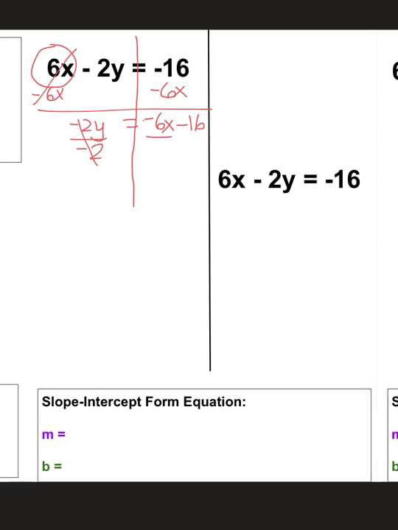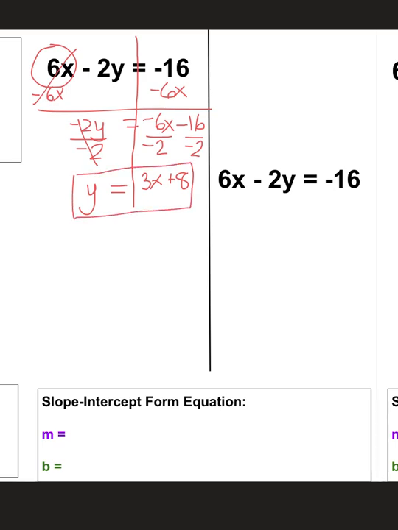Now, each of these terms on the right side will also need to be divided by negative 2. That will leave me with y equals. So now I have negative 6 divided by negative 2 will give me a positive 3. Put the x back on. And negative 16 divided by negative 2 is a positive 8. There's my equation in slope-intercept form.